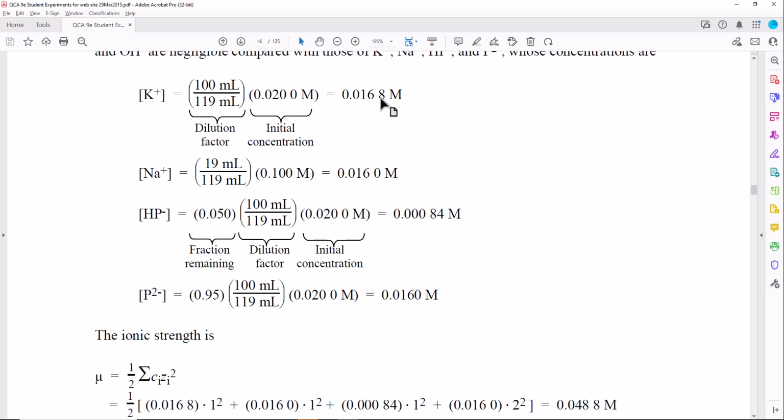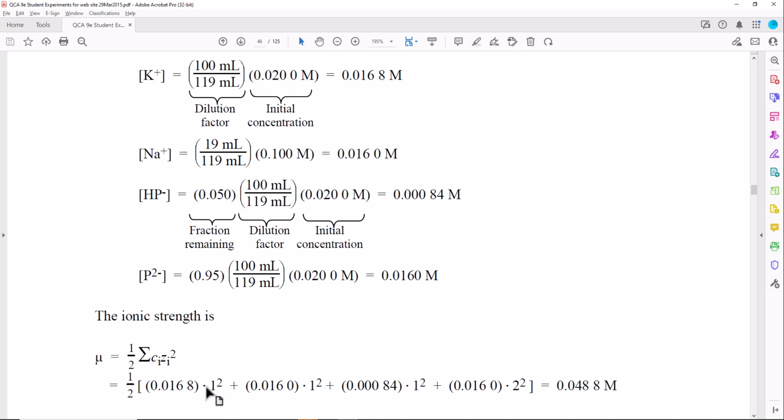The first term has to do with K⁺, and it has a molarity of 0.0168. The charge on K⁺ is +1, so that gets squared. Then we add that to the molarity of the sodium, that's 0.016, times the charge on the sodium, that's +1, which gets squared. Plus the molarity for our HP⁻ times -1 squared, but of course -1 squared is just going to be 1. Then the molarity of our P²⁻, that's 0.0160 moles per liter, times the charge, which would be -2 squared. Of course, the negative sign goes away when you square it. We add all those terms up and then divide by 2, and this gives us that thing called the ionic strength.